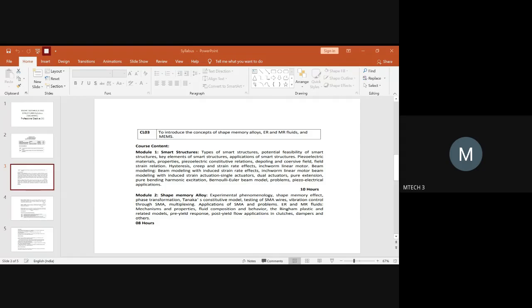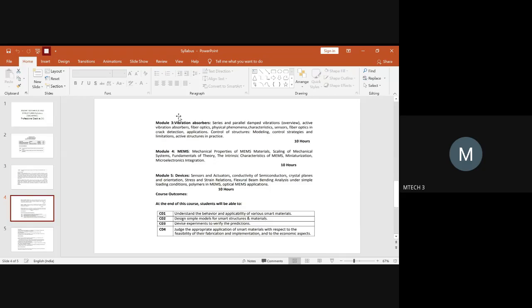So, now I think the screen is visible. First we will decide the topics for your seminars and then proceed with the case study on optical MEMS. As you are seeing here, module 1 is about smart structures, module 2 is shape memory alloys, which we have covered already. Third is about vibration absorbers. Fourth, which we completed recently, is on MEMS. And fifth is on devices.